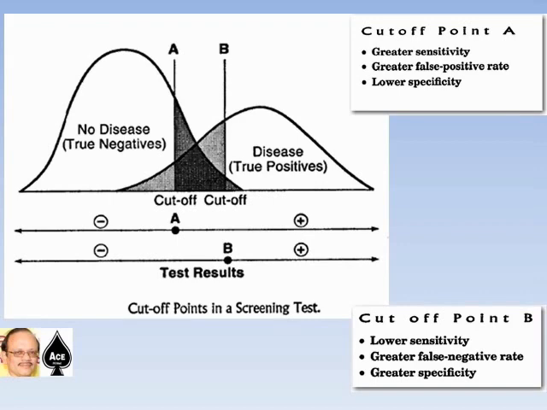You can see on the left side there is no disease, that is true negative. On your right side the disease is true positive. And there are two lines which are drawn. A and B are the two points marked. On your left side you can see the minus sign and on the right side you can see the plus sign. And there is a cutoff point in a screening test shown here, and cutoff point A on your left side shows the greater sensitivity, greater false positive rate and lower specificity, and the cutoff point B shows lower sensitivity, greater false negative rate and greater specificity.